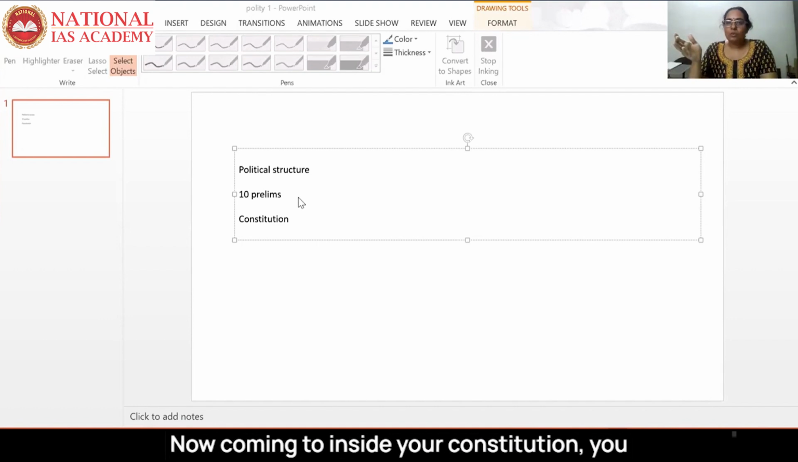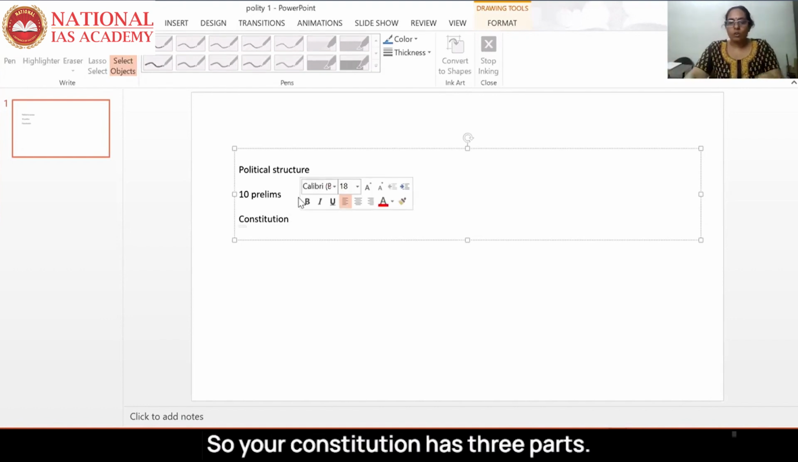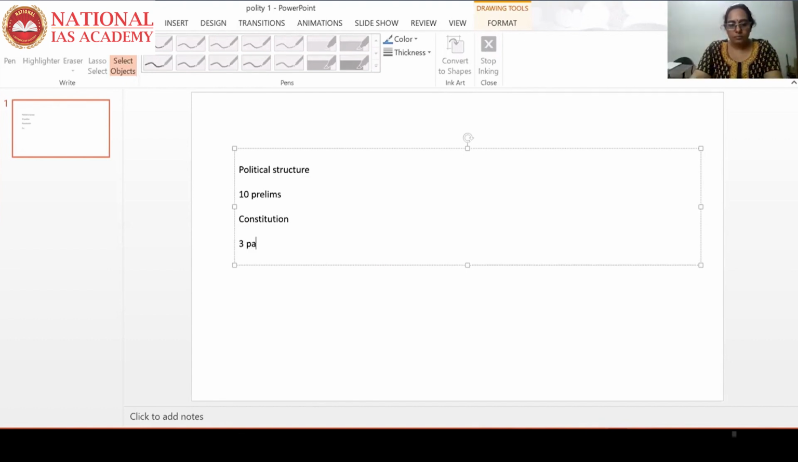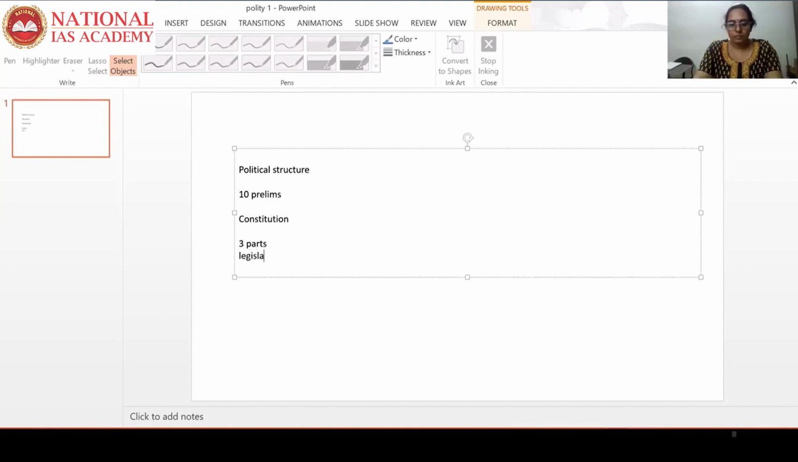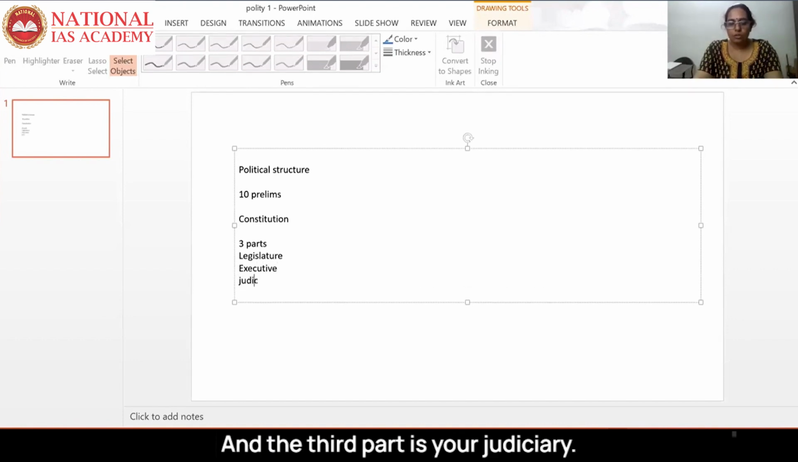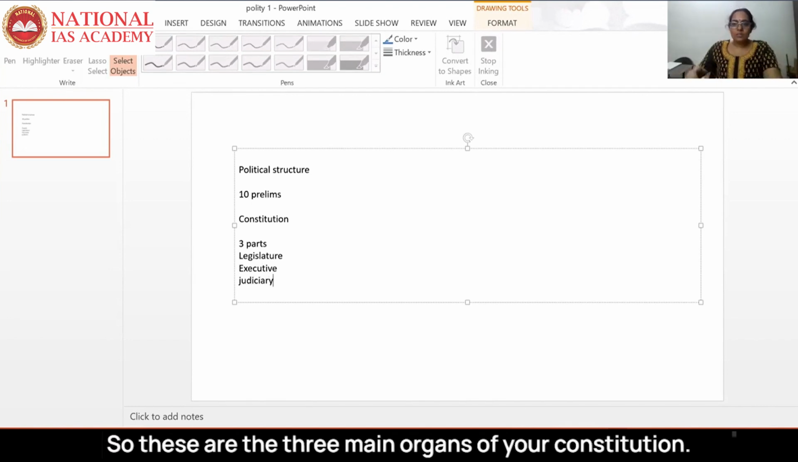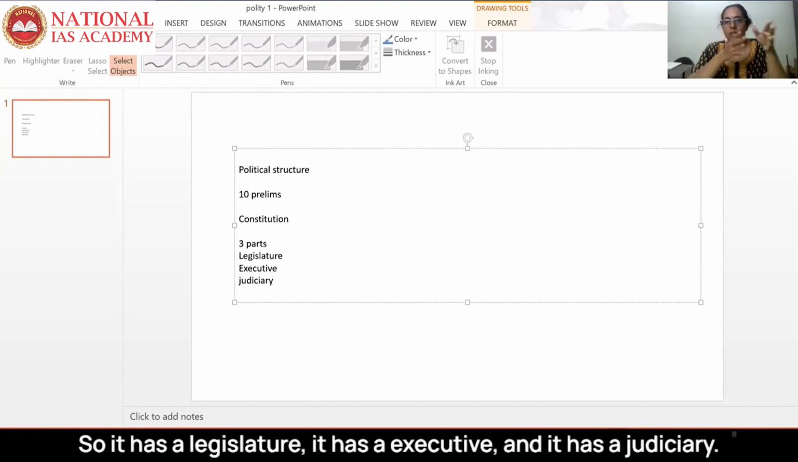Now coming to inside your constitution, you have three parts. The first part of your constitution will be your legislature. The second part will be executive. And the third part is your judiciary. So these are the three main organs of your constitution. It has a legislature, an executive, and a judiciary.